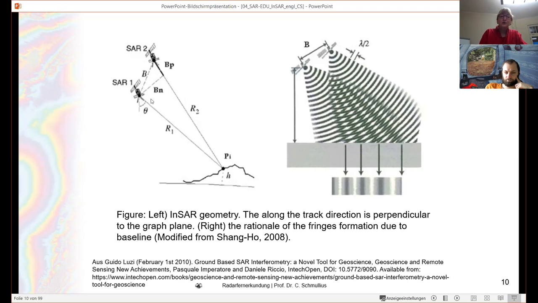And here we have the geometry. So we have two ranges, obviously, and we have something that is called B, the baseline between the two satellites. And we can construct here a triangle. We call this the perpendicular baseline. And this is constructed, and this includes the little range difference that occurs because of the different location of the two satellites.